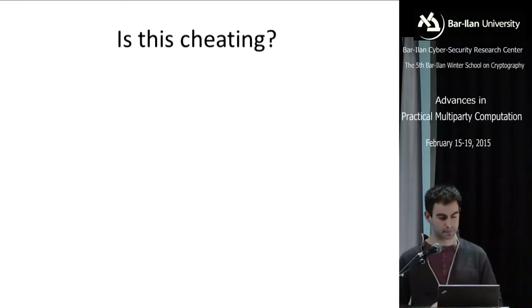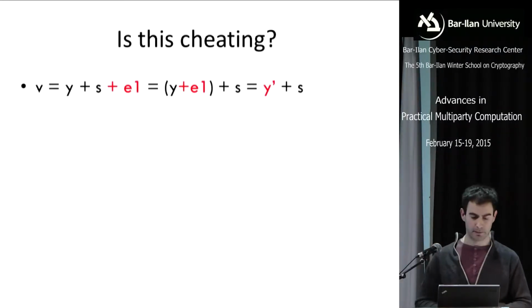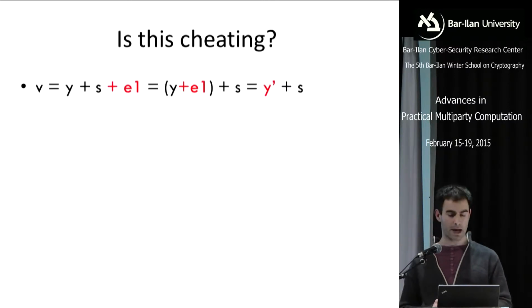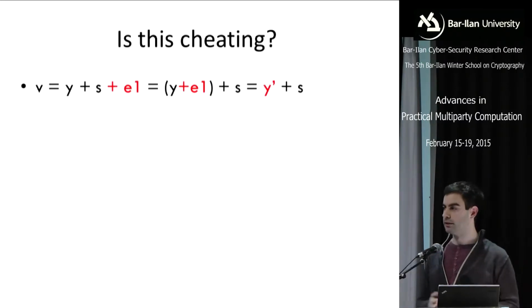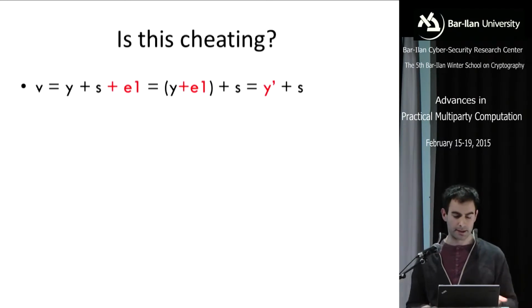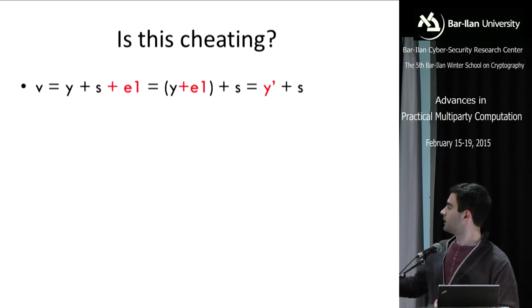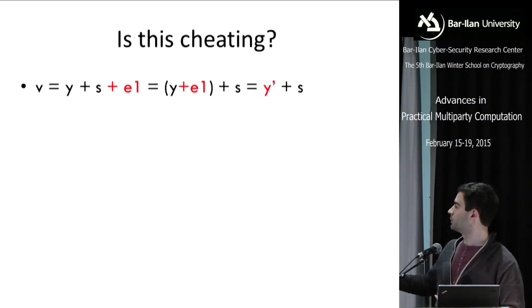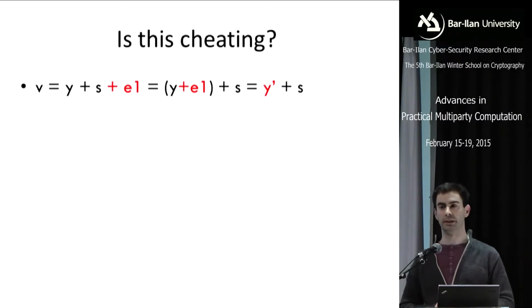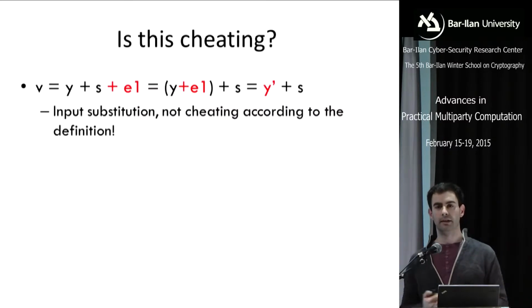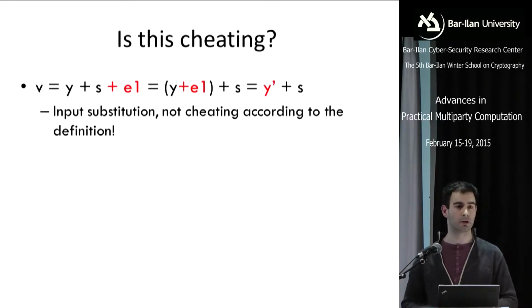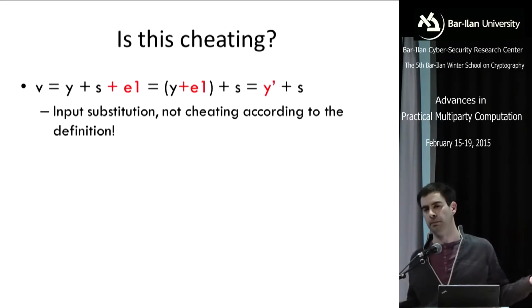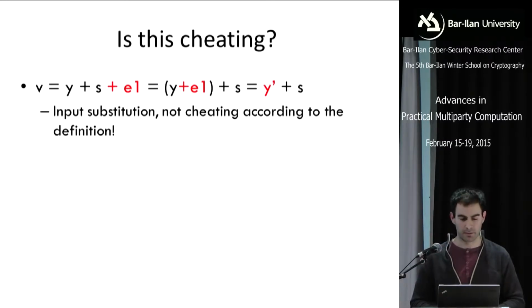So is this really cheating? Let's look at the first message. If Bob computes V like y plus s plus E1, is this cheating? This is actually not really cheating, because you can just reorder this addition and put the error in here and just say that y plus E1 is y prime, and this is the actual input that Bob is using. Now, since we allow active adversaries to change their inputs in the ideal world, this is not an attack on the protocol. So this essentially means simply that Bob had a different input. So there is no way of cheating in the first message.